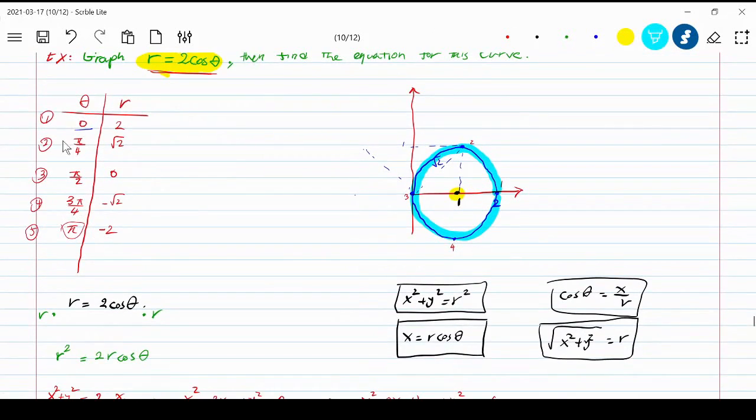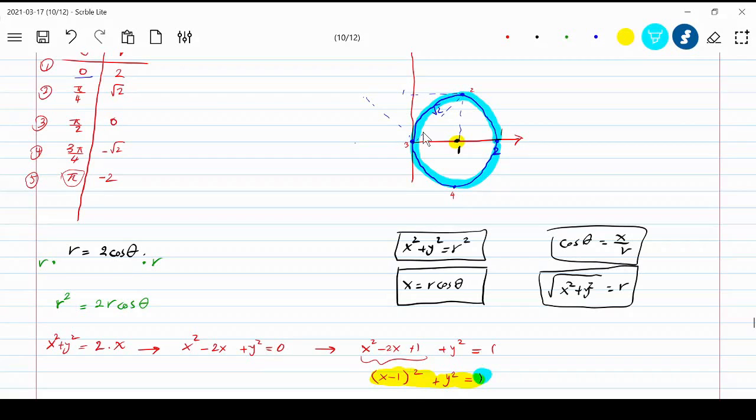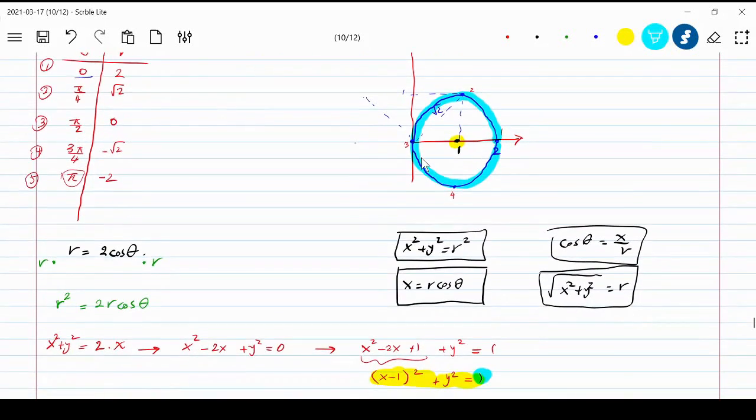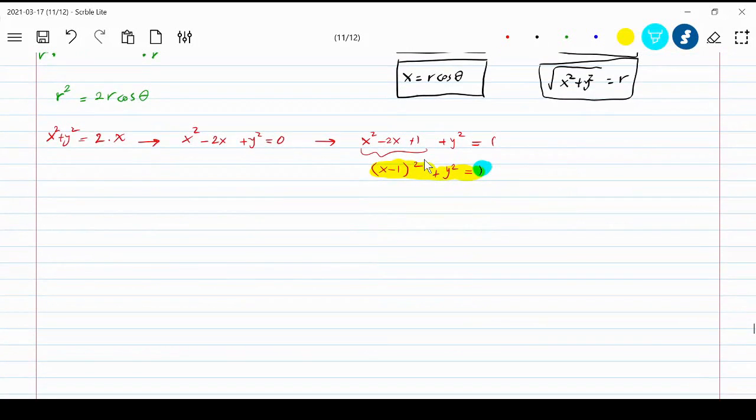Okay, so the table is not quite enough because you don't know how to connect these points. Is it a square, a circle, an ellipse, whatever that is. So normally it's the best choice to find the equation. Based on the equation you can say more about the graph.